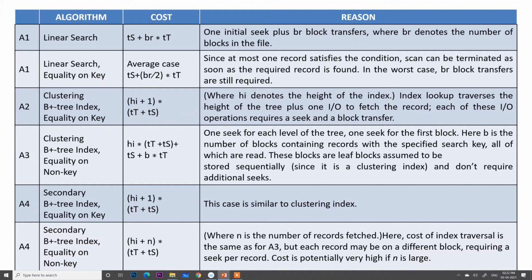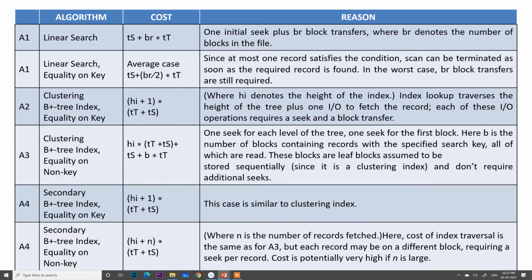Here, we are interested in searching records in the blocks. Okay, so for every block that has been traversed, we have one cost which is added with the seek time cost. Okay, so one initial seek plus BR block transfers, where BR denotes the number of blocks in the file.